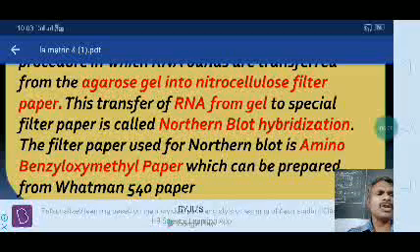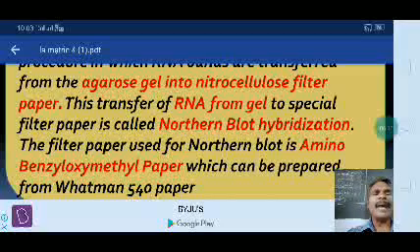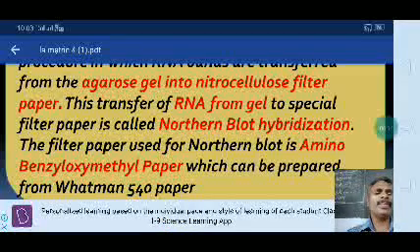The filter paper mostly used for Northern blot is aminobenzyloxymethyl paper, which can be prepared from Whatman 540 paper.